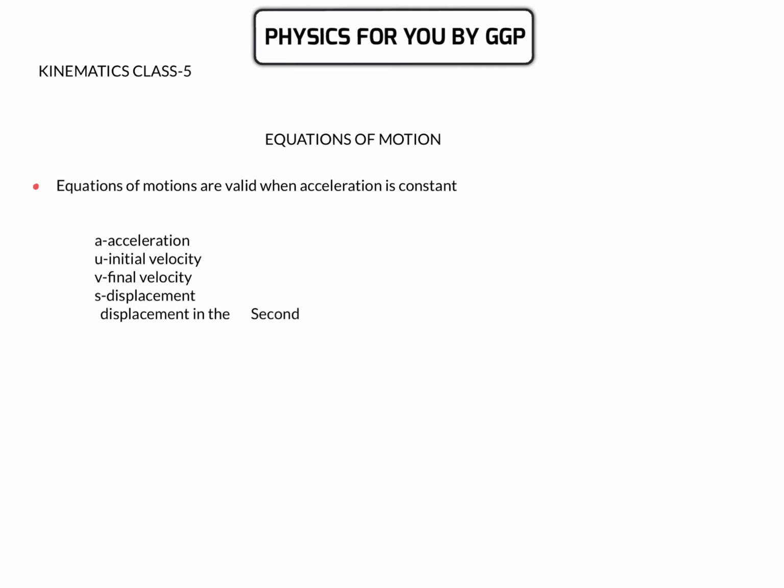So just remember what are the basic terms that we are using in equations of motion. Acceleration is represented by small letter a, initial velocity is represented by small letter u, final velocity is represented by small letter v, and displacement is represented by small letter s. And displacement in the nth second, we'll write as Sn, which is nothing but the displacement of the particle in the nth second. In the coming part we'll discuss what exactly is meant by displacement in the nth second.